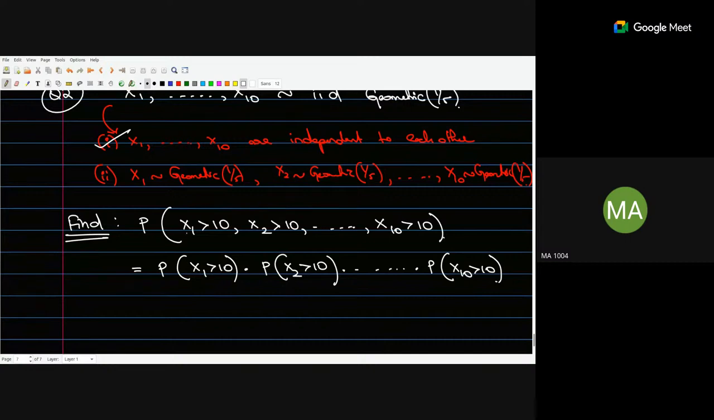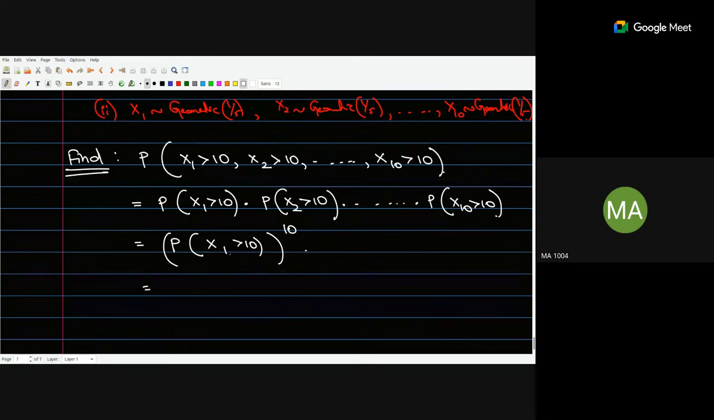Now I want to use that all X1 to X10 have the same distribution. So instead of writing it 10 times, all of them are the same. X1 or X2 or X10, everything has the same distribution. If everything has the same distribution, it will have the same probabilities for any event. So I can simply write this as the probability that X1 greater than 10, whole power 10. Can I write this? Yes. I just use the second condition: everything has the same distribution. So even if it is X1 or X2 or X10, it doesn't matter. All of them are the same. I could drop that one also, but let's keep it.